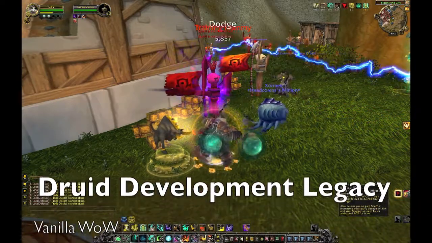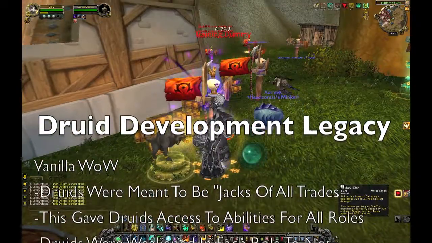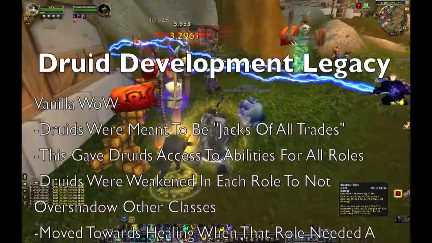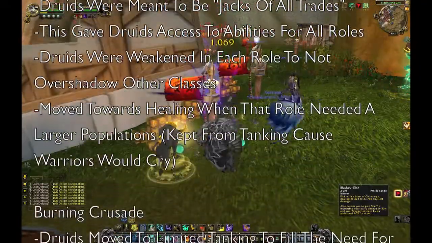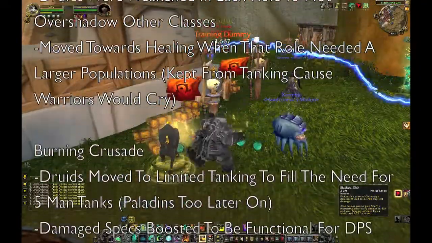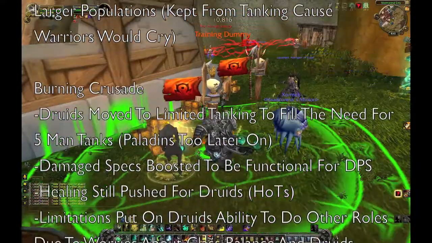Well, that was the class legacy, their development legacy over time and how it changed. And sometimes they can't change that too quickly. Expansion to expansion is the easiest way. But even then, sometimes it can take several expansions to change their thinking on something.